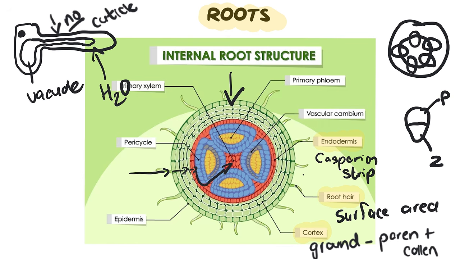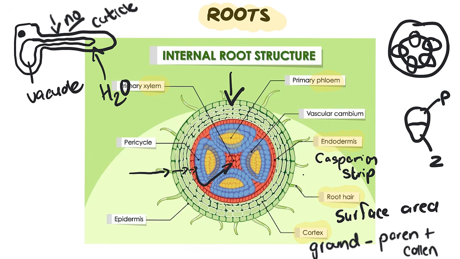And it's this Casparian strip that is waterproof, but it doesn't make sense now why there's a waterproof layer on the inside, but don't worry, the upcoming video will explain that too. We then have, sitting below that, as we've mentioned before, our xylem and our phloem. There's our phloem, and you'll notice they're again in different locations.